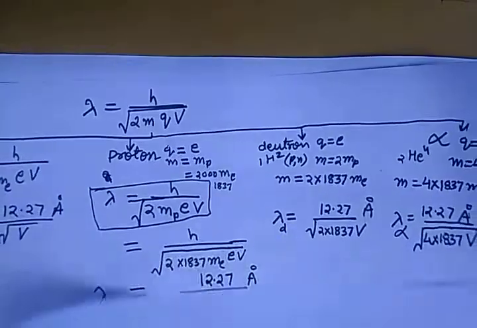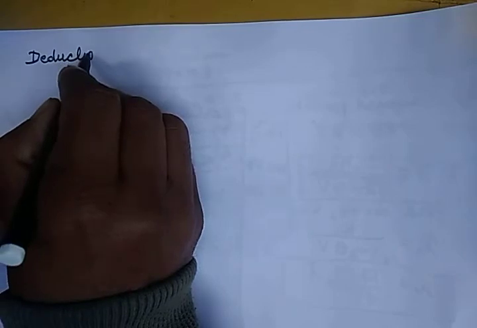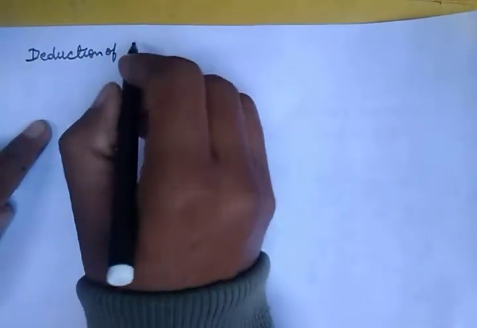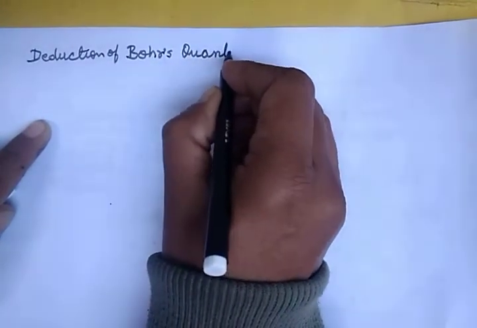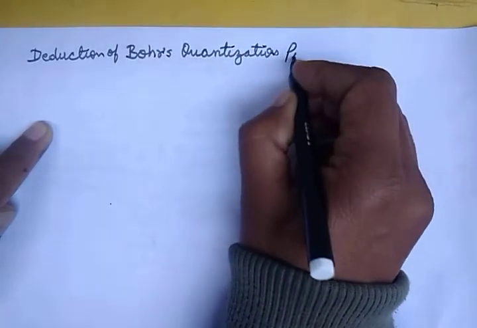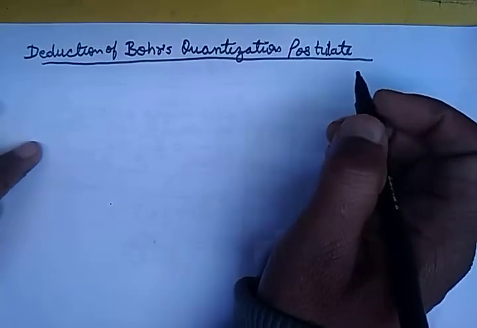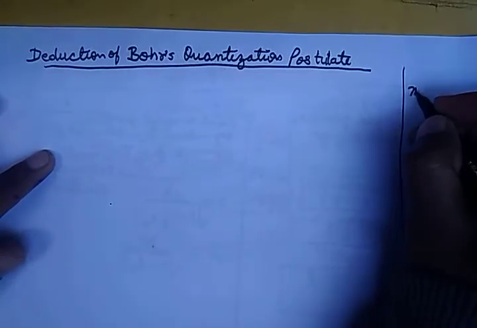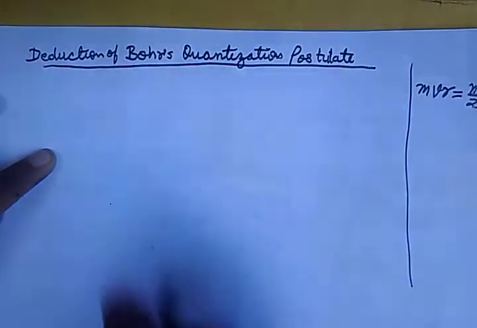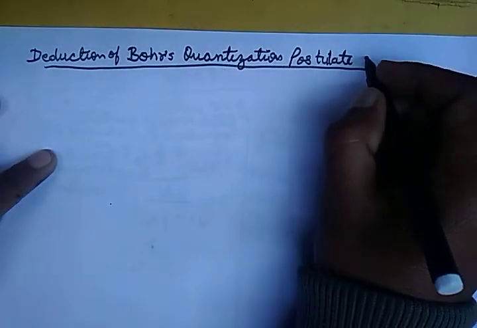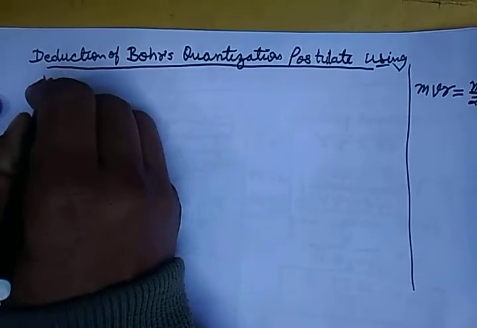Okay, now an important outcome of de Broglie hypothesis, and that is deduction of Bohr quantization postulate. Now what is Bohr's quantization postulate? We know that the quantization postulate says an electron can revolve only in those orbits for which angular momentum is nh upon 2 pi. So we can deduce that using de Broglie hypothesis.